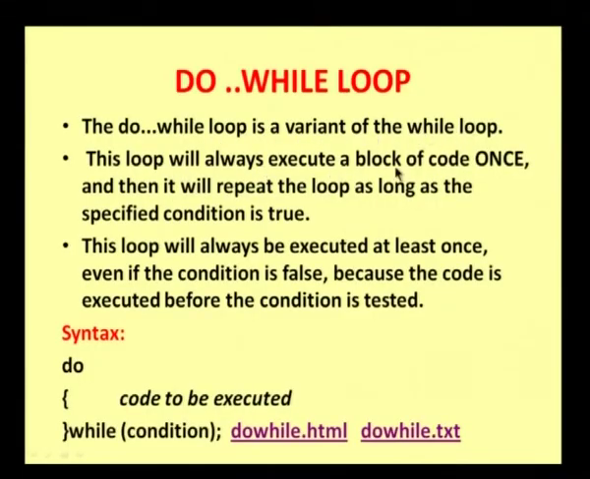The loop will always execute a block of code once, and then it will repeat the loop as long as the specified condition is true. The loop will always be executed at least once, even if the condition is false, because the code is executed before the condition is tested. So the syntax is do, the code to be executed, and then we have the condition. Always we have to terminate the do while loop with a semicolon. In the while loop we should not terminate it.